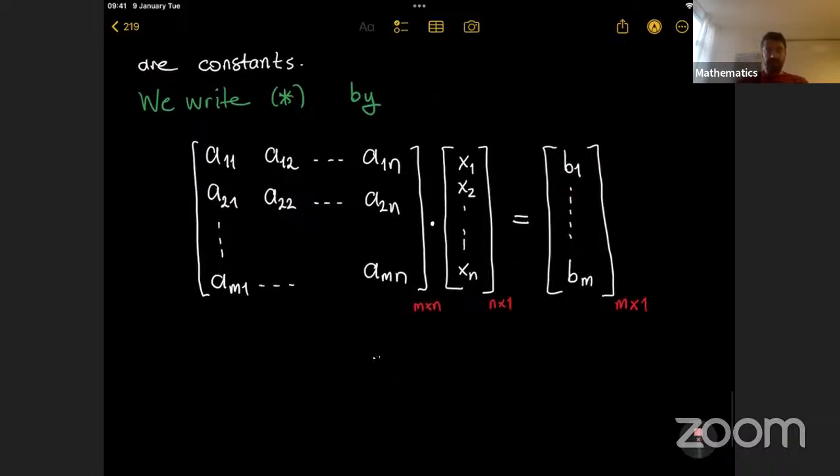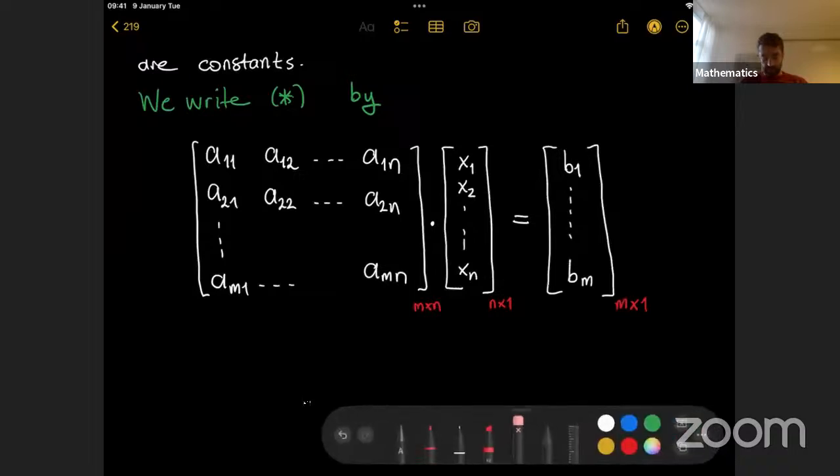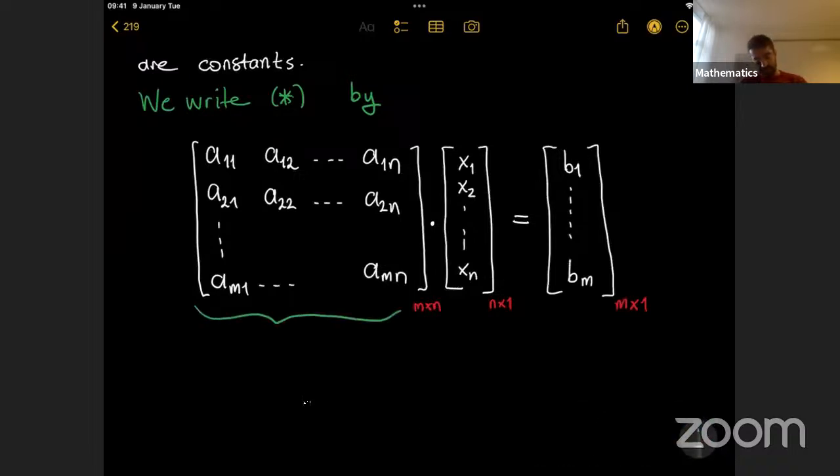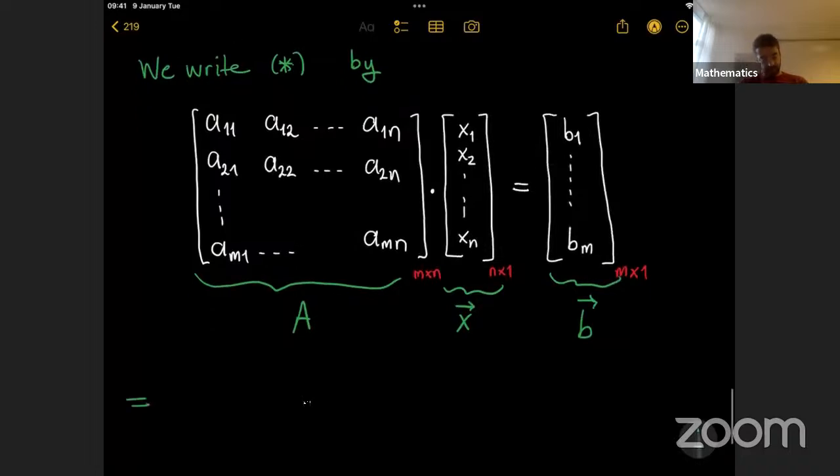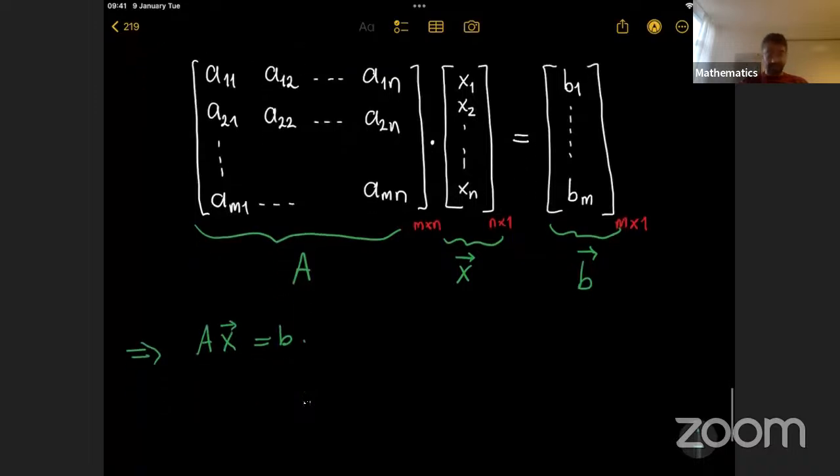Well, this says you have here a matrix, let's call it A, and this is a vector, let's call it X, and this is another vector, let's call it B. So it's basically AX is equal to B. You know what A and B are, and you want to find X. To find the vector X, we have two methods. There are two ways.